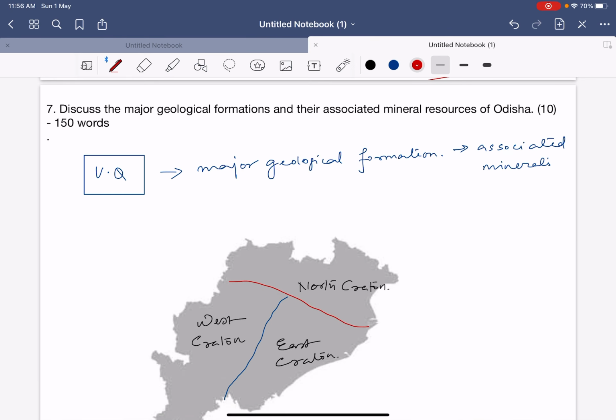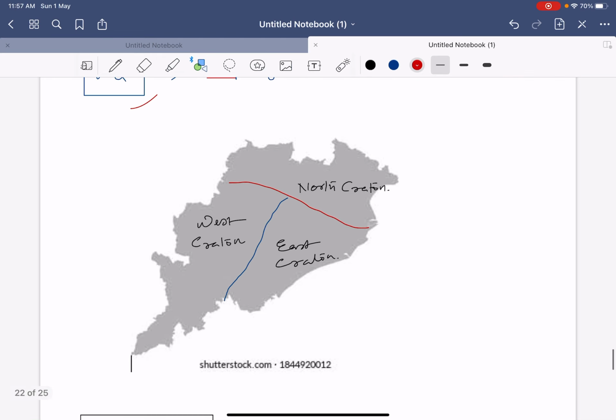Next, we have the major geological formations and associated minerals of Odisha. See, understanding the question first of all: major geological formations and the associated minerals. I have divided Odisha into three cratons. This is your northern craton, this is your western craton, this is your eastern craton, right? These are the three cratons or the three parts of Odisha.